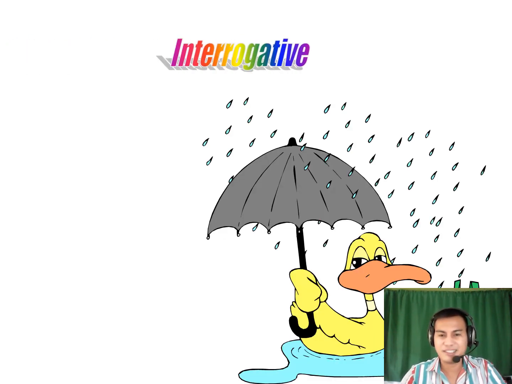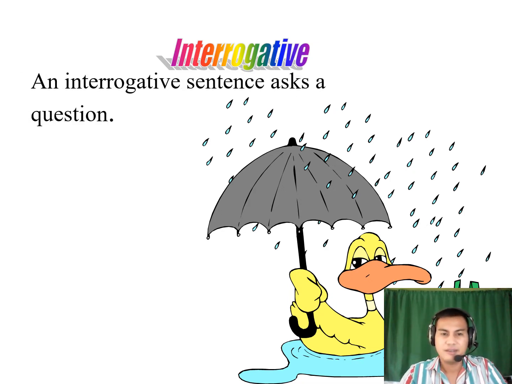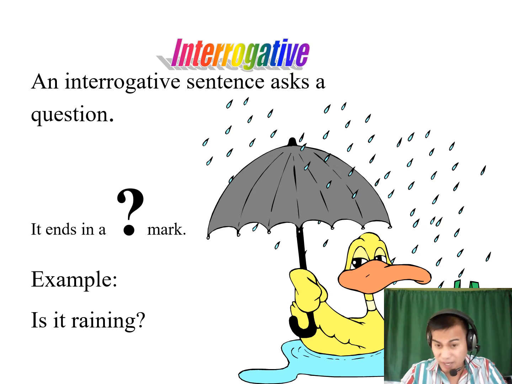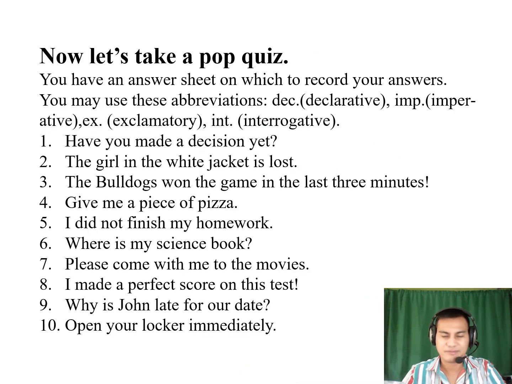Then the last type of sentence as to function or purpose, we have the interrogative. An interrogative sentence asks a question. It simply seeks or searches, it needs an answer, so it asks a question. It ends, of course, with a question mark. Example here, is it raining? That's a question. What do you see in that picture? That's also an interrogative sentence. Who am I? That's an interrogative sentence.